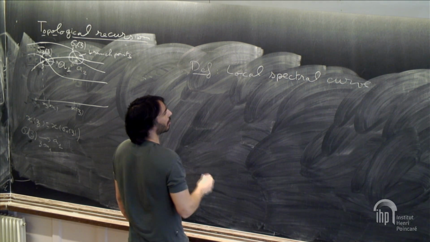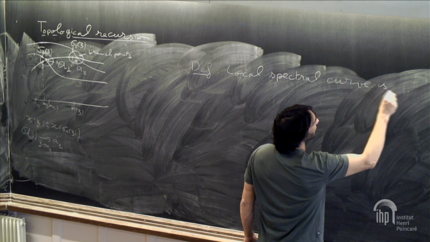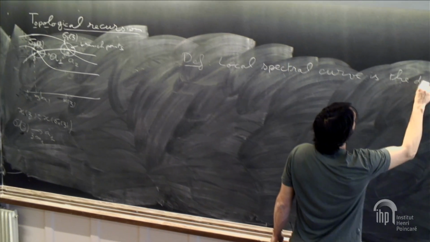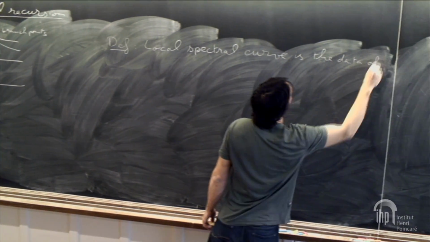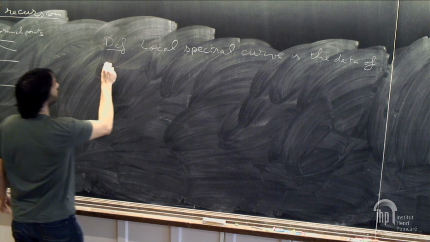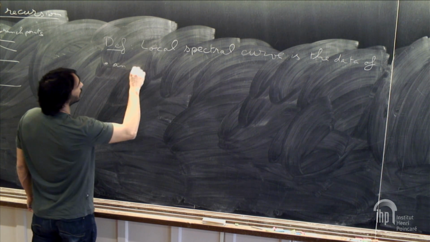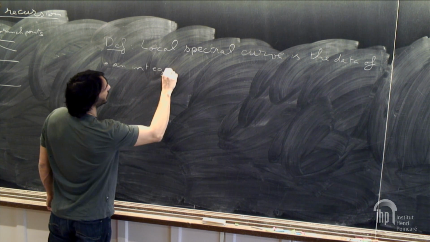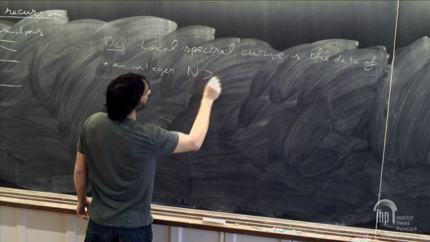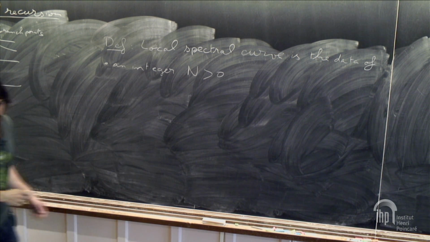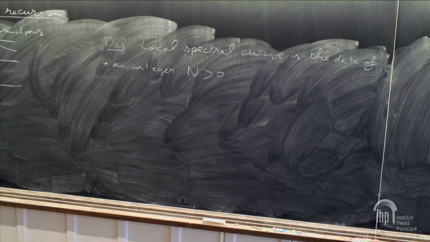So a local spectral curve, it is the data of, first, you need to have an integer which I will call n, which I will take strictly positive, which will tell you the number of branch points I have. And now I want to mimic what is going on here.